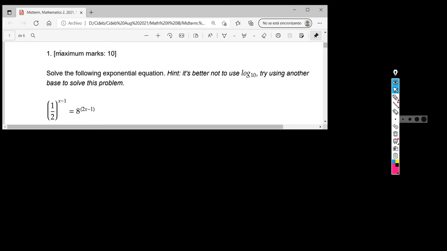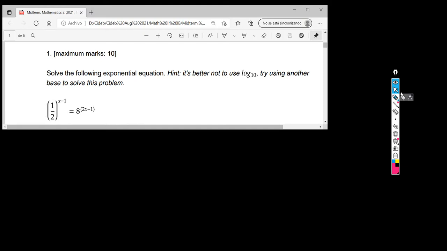So let's begin. Question number one is this: solve the following exponential equation, and then I give you a hint or a clue. It's better not to use logarithm base 10. Try using another base to solve this problem. This was just a suggestion, okay? You can work out this equation with any logarithm, whether base 10 or 8, it doesn't matter. But in this case, it's advisable to use logarithm base 2.